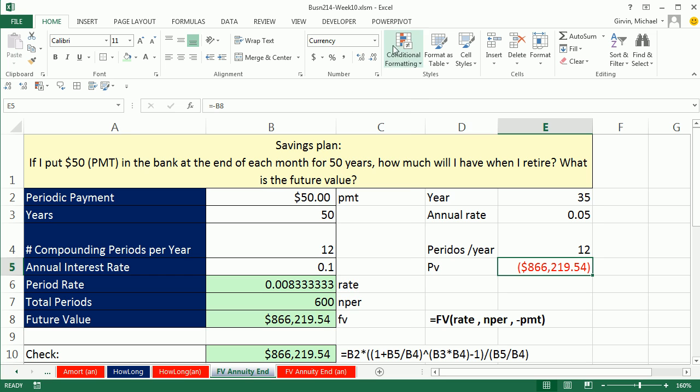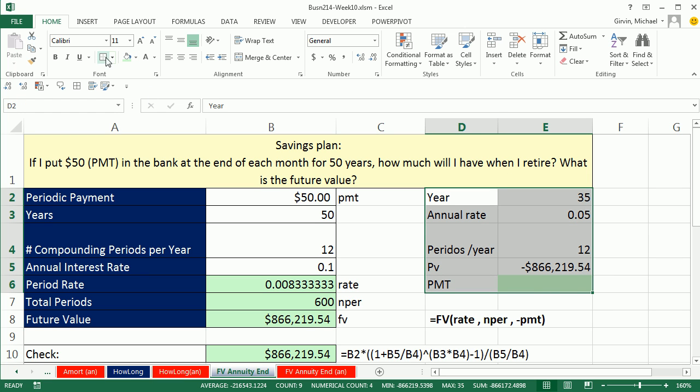I'm going to change this formatting, come up here, currency. And now we want to figure out what the PMT is, how much we get to withdraw each period. So in this cell, do a little formatting here.